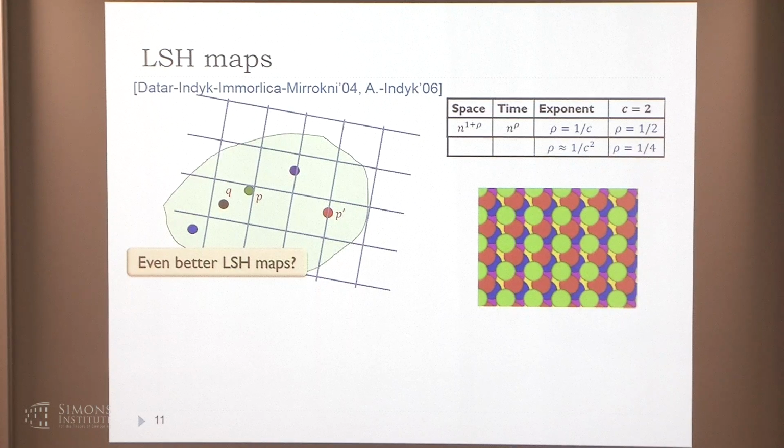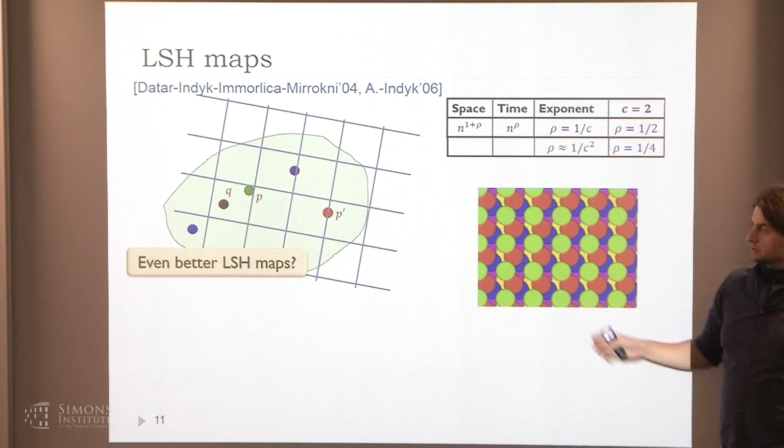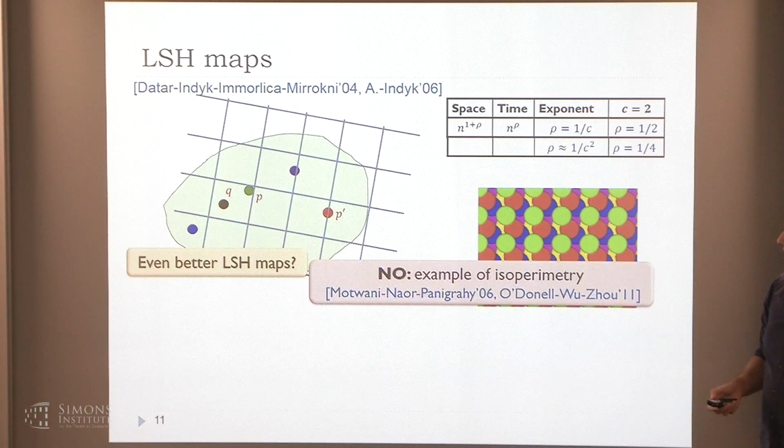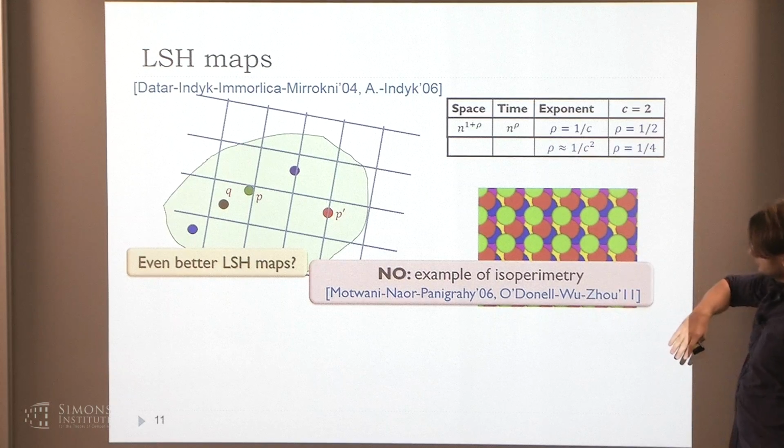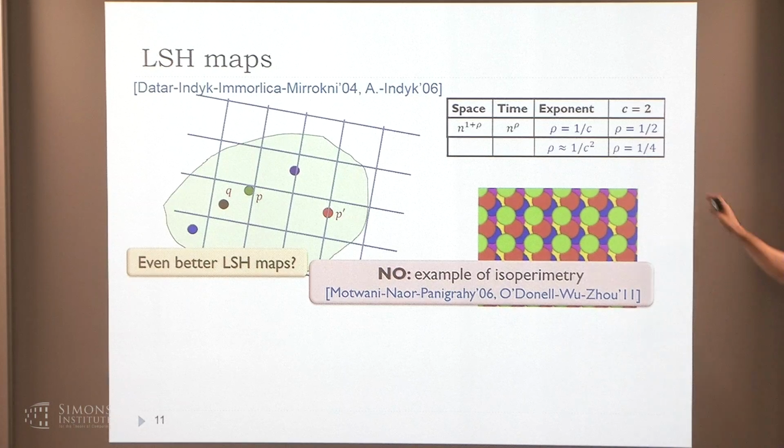So can we do even better LSH maps than this random partition into balls? It turns out that no, and the real reason is that it's an example of isoperimetry. The lower bounds basically showed that this is the optimal way to partition space, and this is due to Motwani, Naor, and Panigrahy, and later due to O'Donnell, Wu, and Zhou, who got the tightest bound. I just wanted to show this example.